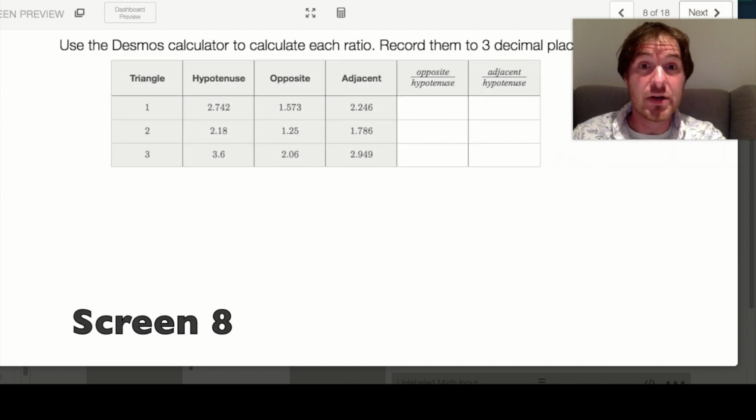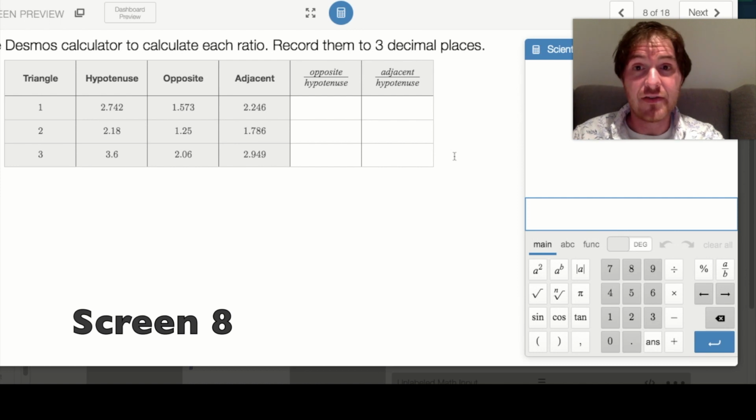Let's check it out here. Let's see what we notice. Oh yeah, we have to actually calculate it. Use the Desmos calculator, calculate each ratio, and what are we expecting? What are you predicting? Well, what have we been talking about last slide? All these triangles are similar to each other by AA, so they have this interesting idea of proportionality. Let's just verify that it's true.